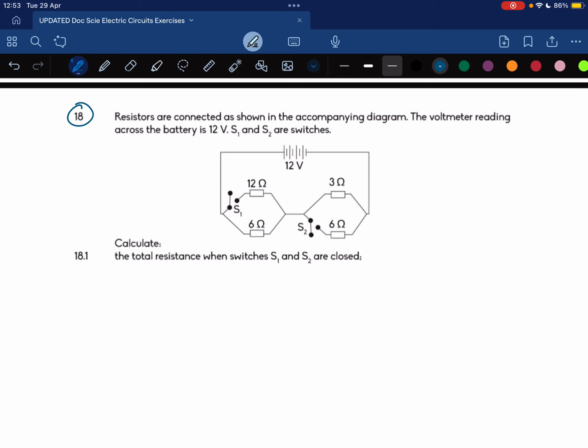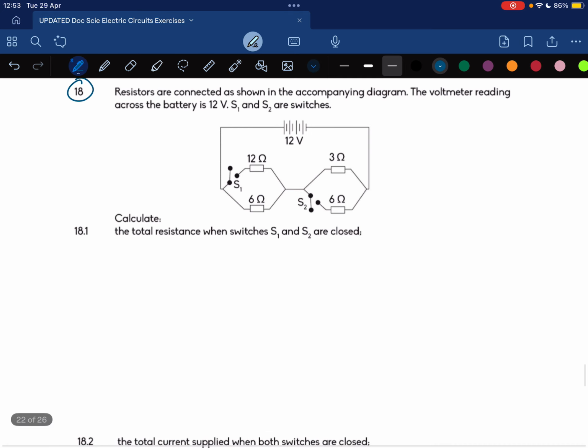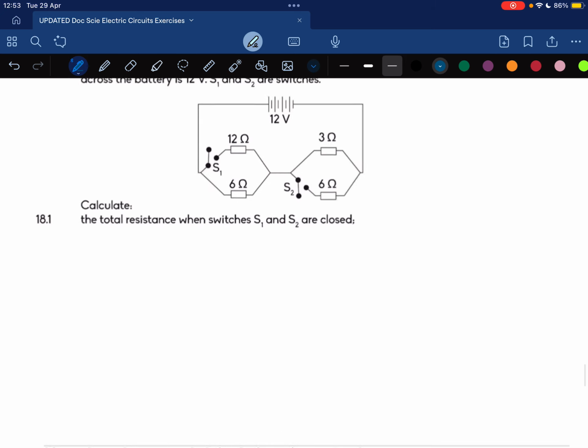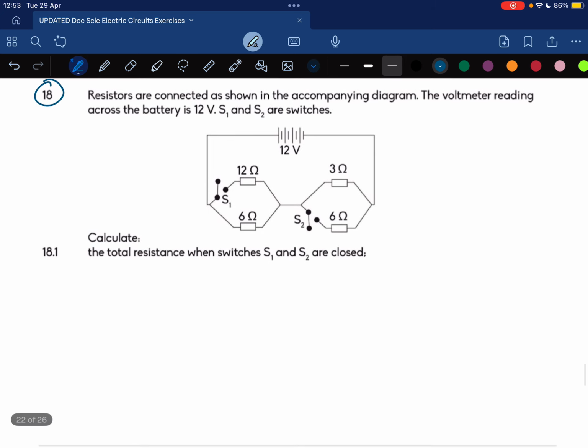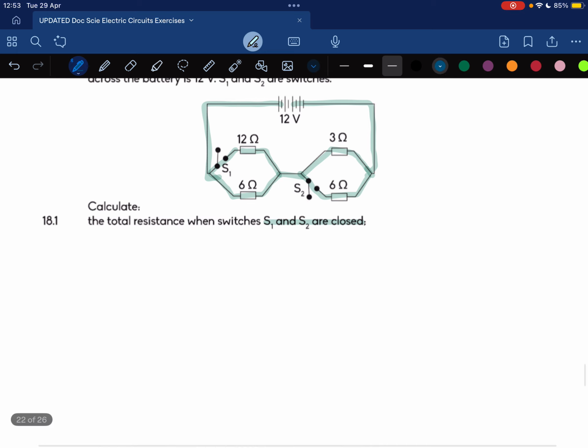So, if we start with number 18, it's important in this question to realize, because there are two switches that are going to open and going to close, you need to understand where the current is flowing. So the first question asks you to calculate the resistance when both of them are closed. If both of them are closed, then we know that the current is going to flow through all the resistors. Because it's all going to be closed, the circuit is just going to act like normal.